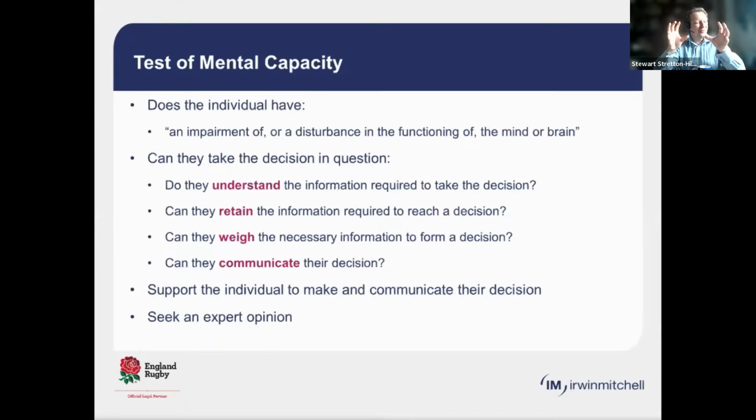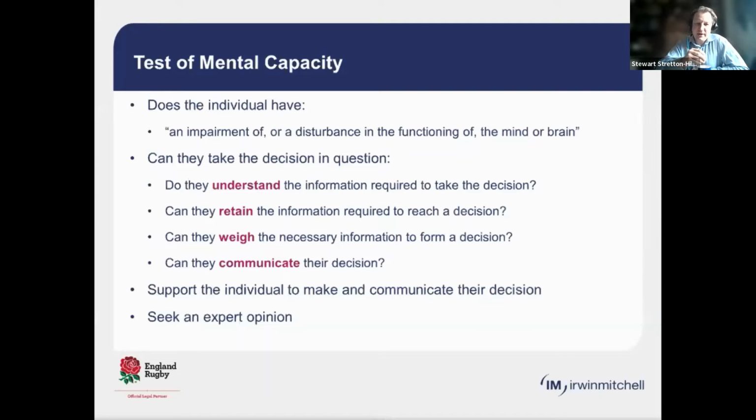You get into really interesting discussions there about the separation of the physical from the mental. I rather like that, but I'm not going to talk about that in depth today because I can go on for hours. But the fact is, does someone have an impairment or disturbance in the functioning of the mind or brain? That's question one. If so, move on to question two, which is, can they take the decision in question? And this is a really important difference between the Mental Capacity Act and the Mental Health Act. Can they take the decision in question? It's not a blanket black or white, someone has capacity or they don't. Capacity is tested for each individual decision someone needs to take.